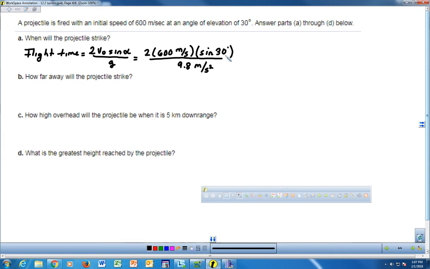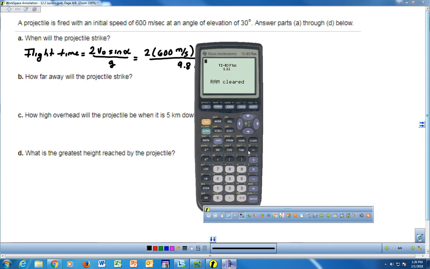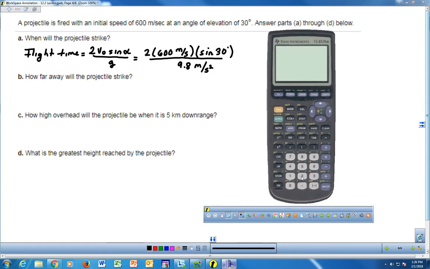So, let's go ahead and evaluate this using the calculator. So it would be 2 times 600 times sine of 30 degrees. And make sure the calculator is in degrees in the first place. And this is going to be divided by 9.8. So the flight time is going to be 61.2 seconds approximately.